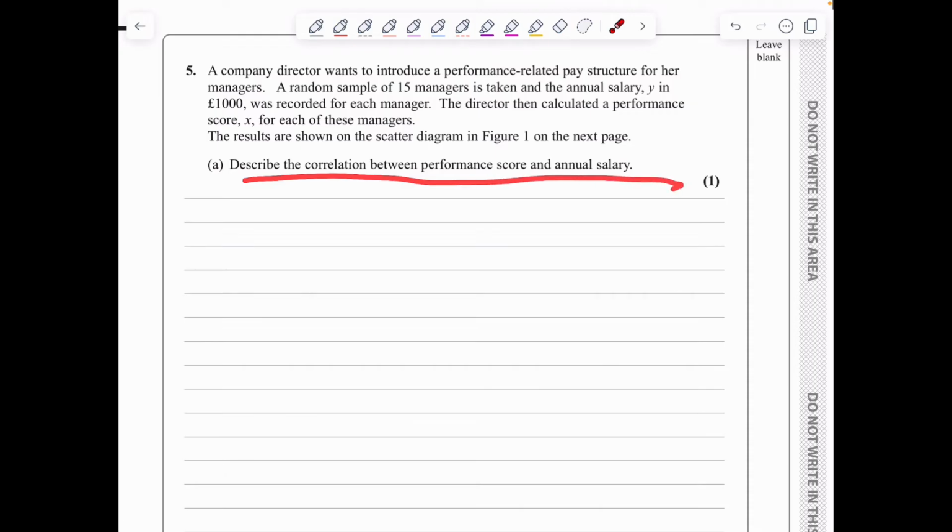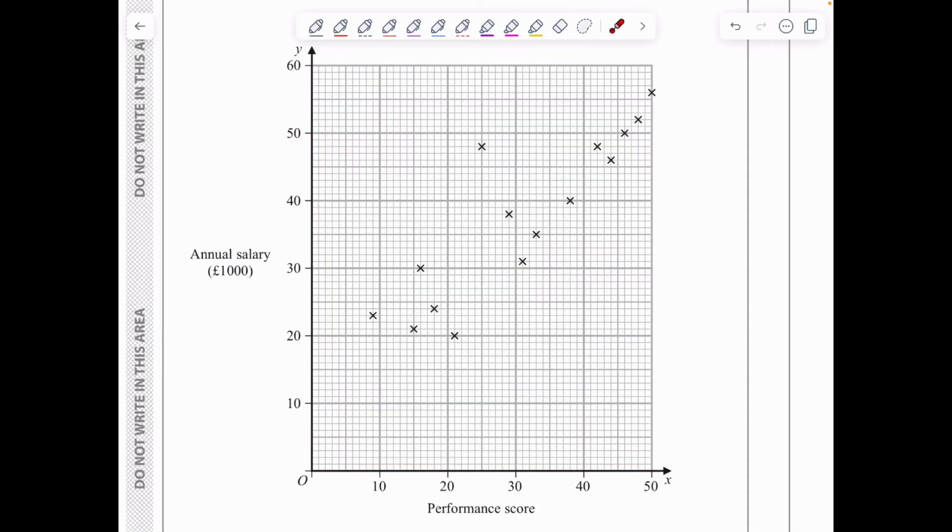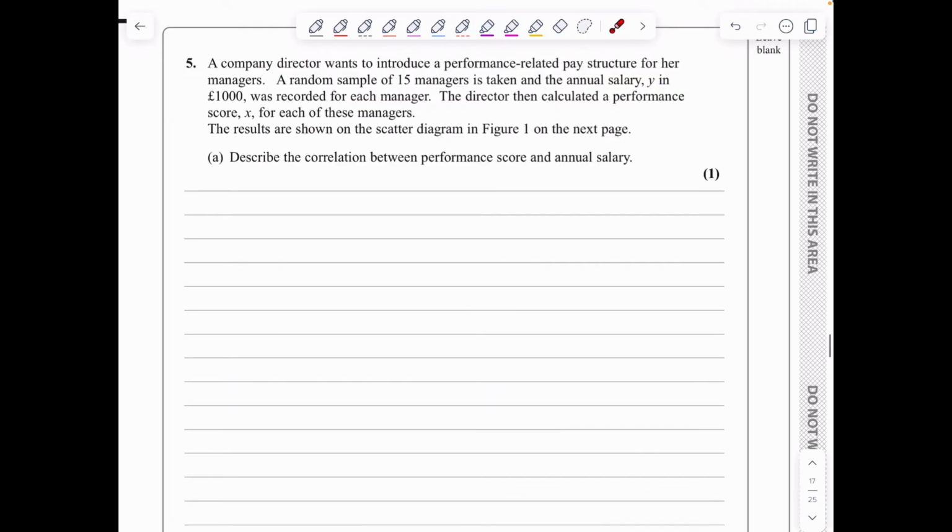Looking at the scatter plot, we see that the points are lying close to a straight line with a positive gradient. It means that as performance score increases, annual salary also increases, which means that we can say that this is simply positive correlation, or we could also say that as performance score increases, annual salary increases as well.